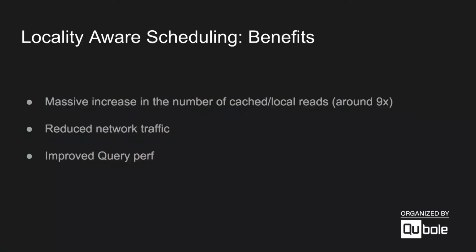To measure the impact of this scheduler in cases where locality is a factor, we carried out several experiments for different configurations and different sizes of clusters. The benefit that we observed was a massive increase in the number of local cache reads. They increased by up to 9x. This reduces some load on the network. We observed that the network traffic reduced as well. And finally, it's because it's cheaper to directly read from the disk than to read from another node's disk or cache. It also resulted in some query performance improvement.